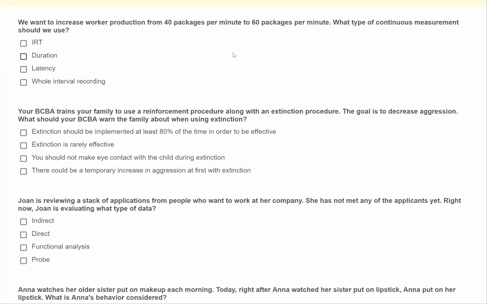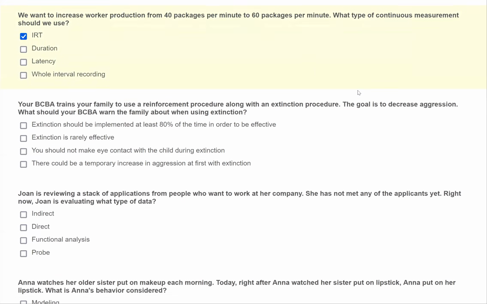Why isn't duration our answer? Well, duration is going to measure the total time. So maybe the total time it takes them to package something or to finish their packaging. We're not looking at that, right? We're looking at the individual packaging and trying to increase that productivity. And then latency would be from the time you say go to the first package. We are looking at package to package, response to response. Therefore, we're looking at inter-response time.